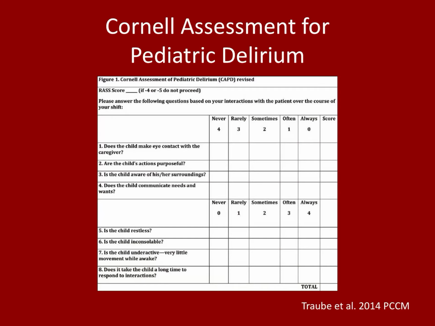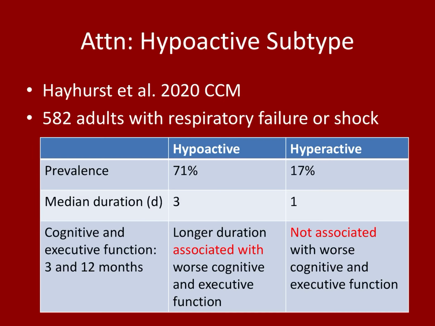You're probably familiar at this point with the Cornell assessment for pediatric delirium. This is a rapid screening tool which takes less than 2 minutes to administer and has a 94% sensitivity for the diagnosis of delirium. It does not distinguish between the different subtypes of delirium, in particular hypoactive versus hyperactive versus mixed type, but there's an important note to be made about the hypoactive subtype of delirium.